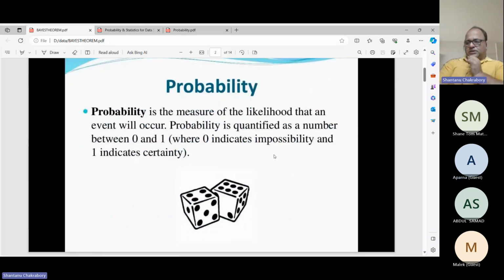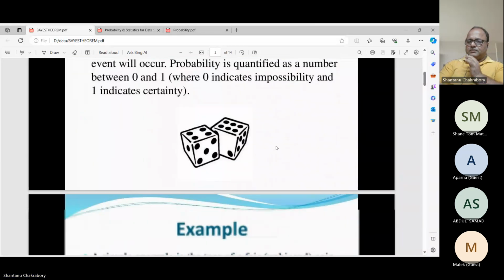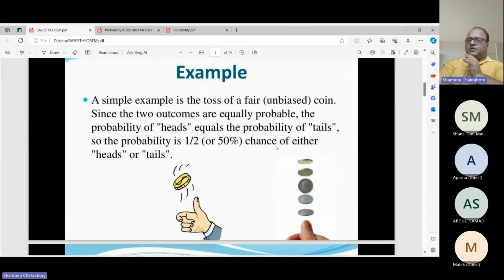So we know what a probability is. A probability is a measure of the likelihood that an event will occur. It is quantified as any number between 0 and 1, where 0 indicates impossibility and 1 indicates certainty of that event taking place. We've seen an example of a probability when a coin is tossed and we get heads or tails as an outcome.